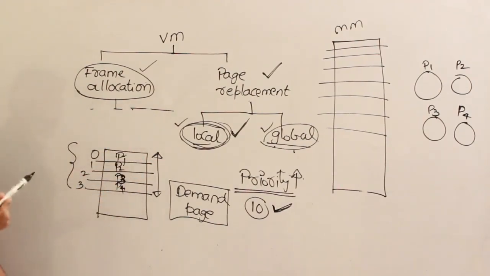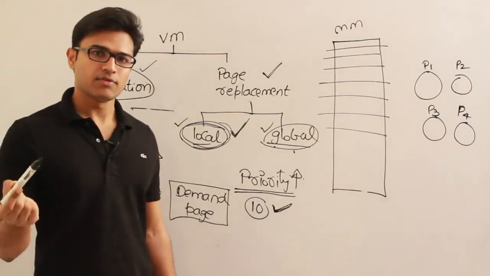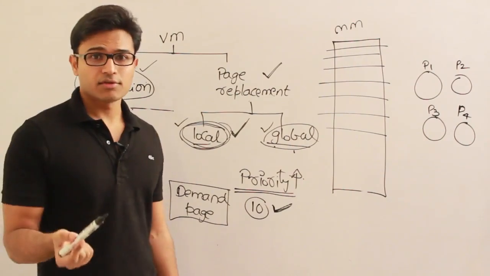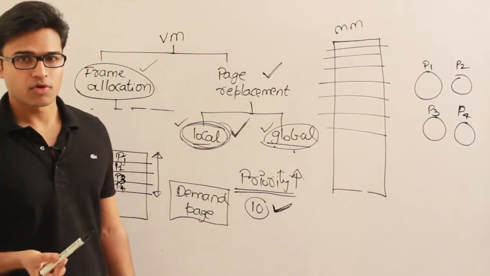And once the frames are full, if the next reference is for a page which is present in the main memory, then there will be no page fault. In case the next reference is for a page which is not present in the main memory, then there will be a page fault, right?